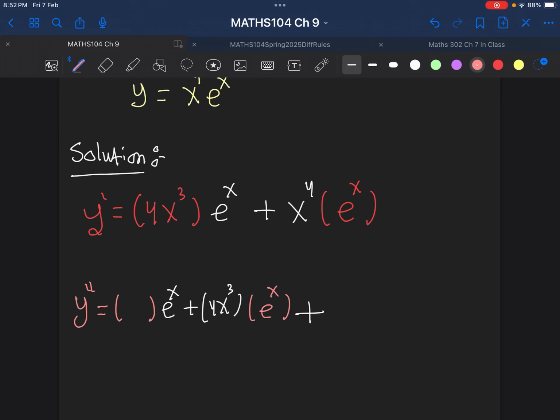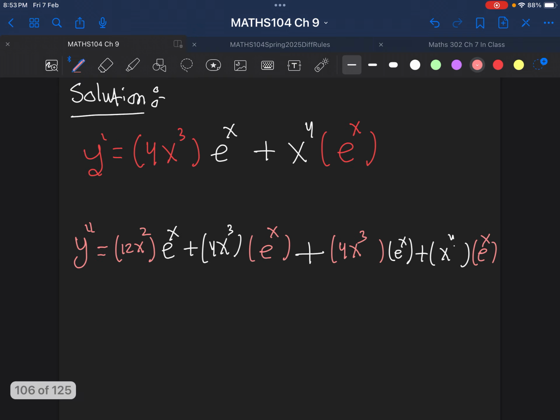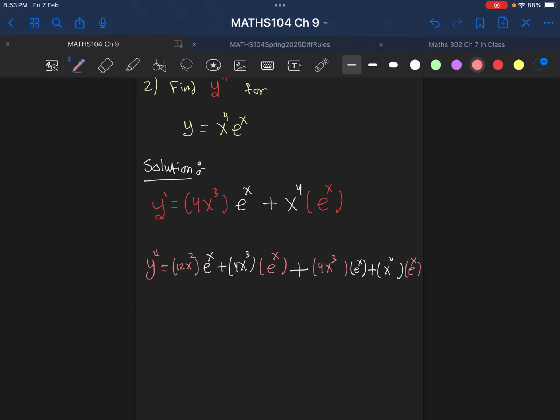Now, derivative of e^x is just e^x. That's simple. What is the derivative of 4x cubed? This will be 12x squared. Plus, now you have to repeat the same thing here. So you will have the derivative, and then you have, now, the one with the white, it will be x^4 e^x. Now, what's the derivative of x^4? It is 4x cubed, and derivative of e^x is just e^x. And that's the second derivative.